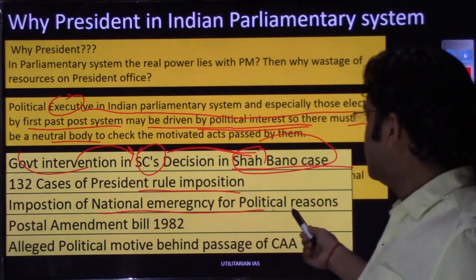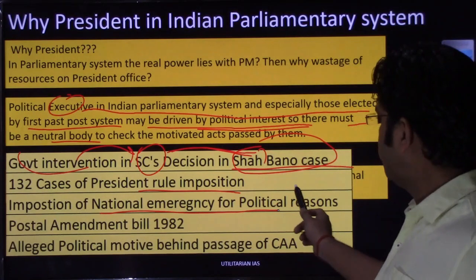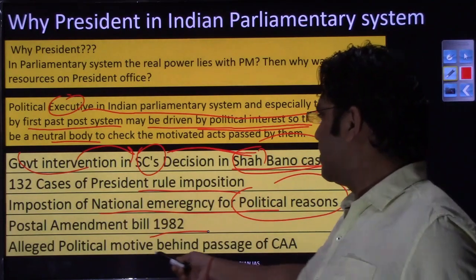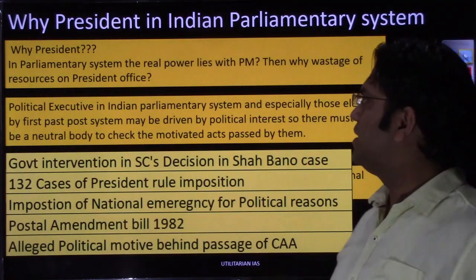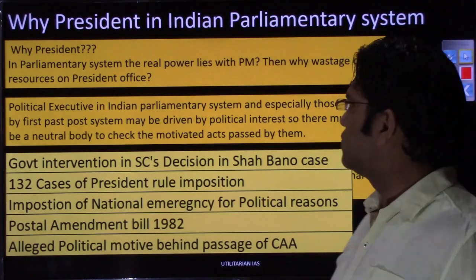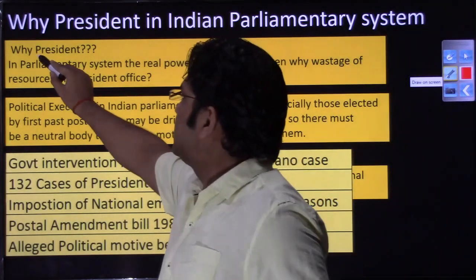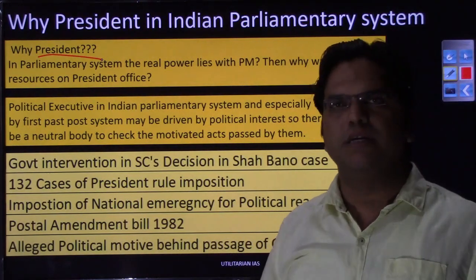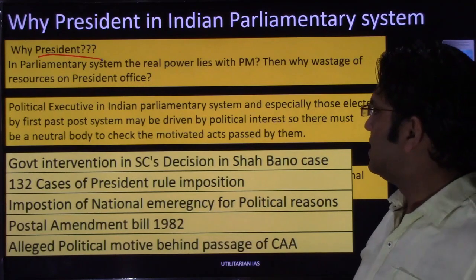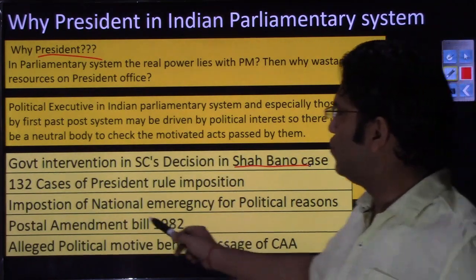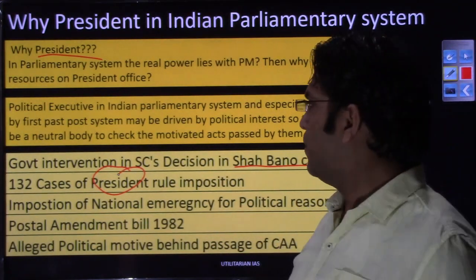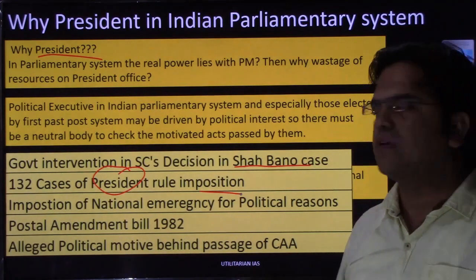Then the imposition of national emergency, if you see in 1975, was purely for political reasons, right? Then the postal amendment bill in 1982, then the alleged political motive behind the passage of CAA. So my point is that the political executive on occasions may be driven by political consideration. So you need to have something called the president's office, which is considered a politically neutral office, which is bipartisan, which can act in an impartial manner and can say no to these kinds of acts, no to these kinds of presidential emergency.